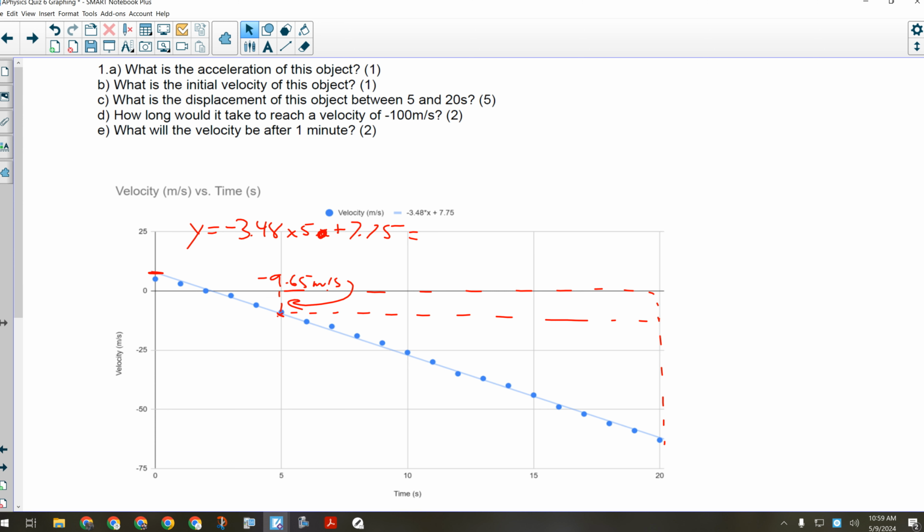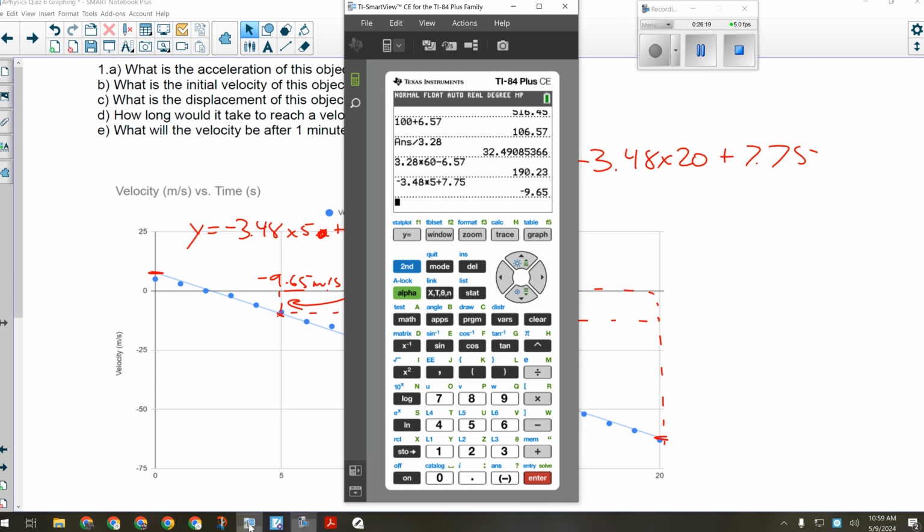Now I need to find the height of the triangle, so I do the same calculation, negative 3.48, but now I substitute in how much? What do I put in for x if I want to find this height? 20, yeah. Okay, times 20 plus 7.75. Negative 3.48 times 20 plus 7.75. Okay, negative 61.85. That looks about right, given where that line falls.